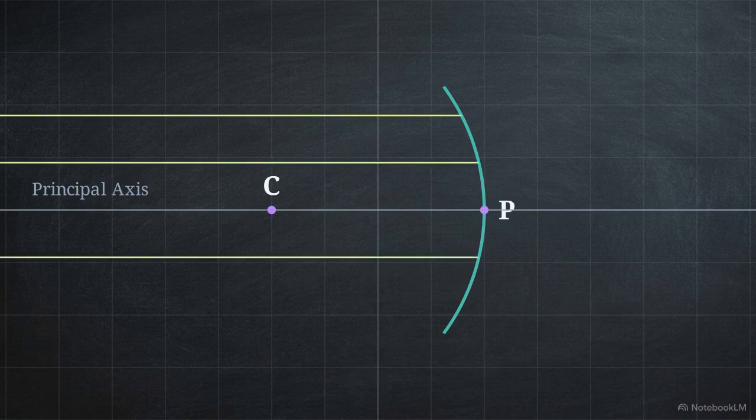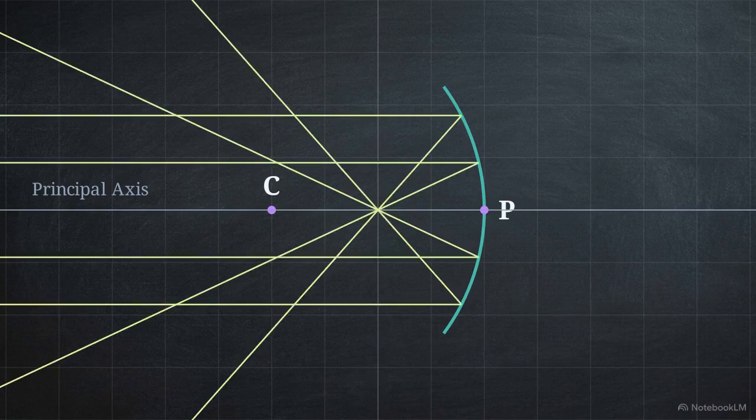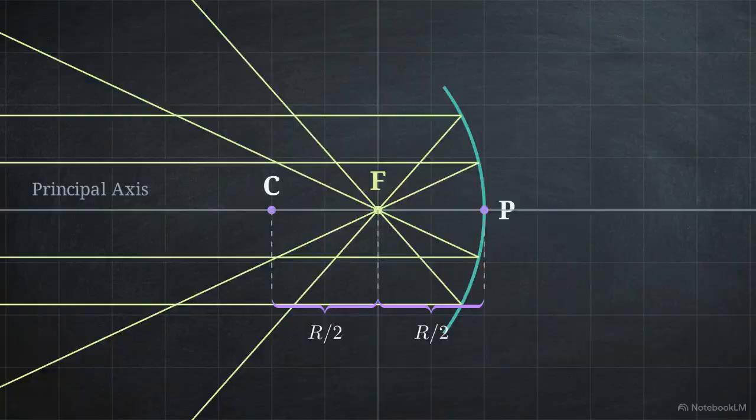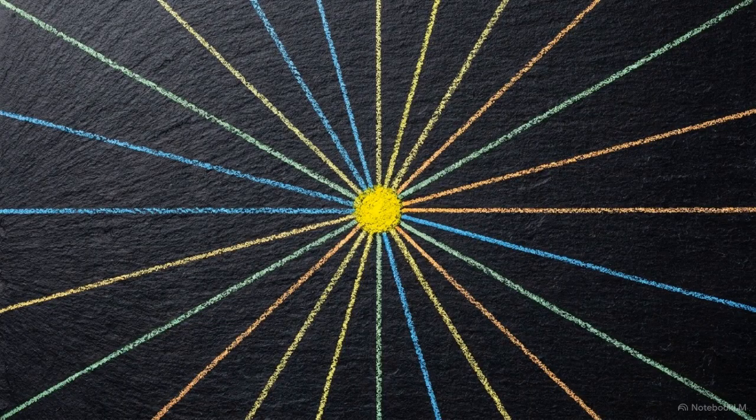When parallel rays of light strike a concave mirror, the inward slope of the curve causes them all to reflect inward. These rays meet at a point exactly halfway between the pole and the center of curvature. This intersection is the principal focus. This focal point is the fixed geometric value that determines the position and size of any image the mirror produces.